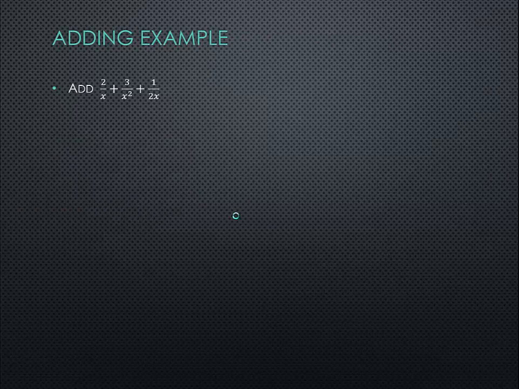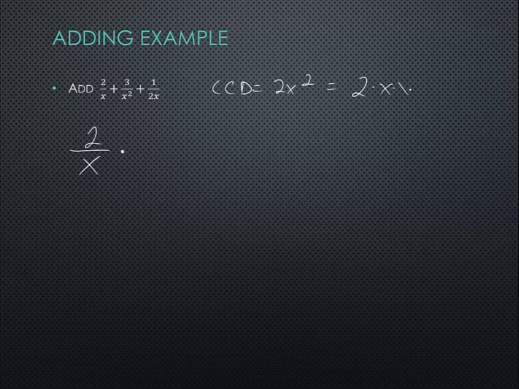Okay? So, let's add those three things together. Remember, your LCD was 2x squared. So all of these denominators need to equal 2x squared. So 2 over x times what? Let's see. So we have x here, and we have 2x squared. Pretty much, that breaks up to 2 times x times x. What are we missing from this denominator that's in here? We already have one x, so we need a 2 and an x. So multiply the top and the bottom by 2x.